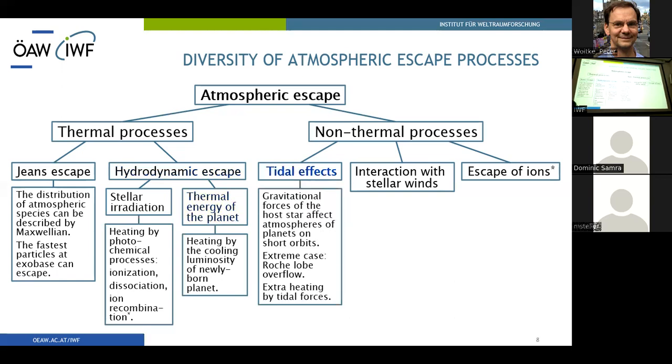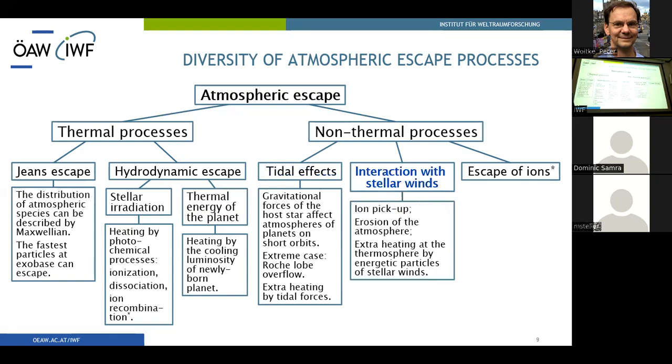Further on, one has to account for the interaction of the planet at close-in orbit with its host star, which can be somewhat twofold. So the stellar gravity can directly impact the atmospheric material, intensifying, for example, the hydrodynamic escape. Or on the other hand, the tidal interaction of the planet with its host star can provide additional heating, and additional heating always means intensifying the thermal escape processes.